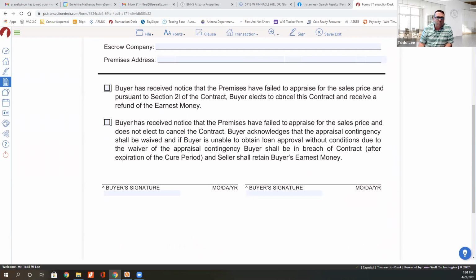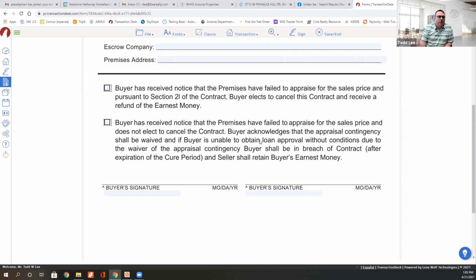The buyers receive notice that the premises have failed to appraise and they elect to cancel the contract and receive a refund of the earnest money, or the buyers receive notice that the premises have failed to appraise at the sales price and elect not to cancel the contract. Buyer acknowledges that the appraisal contingency shall be waived, and if buyer is unable to obtain a loan without conditions due to the waiver of appraisal contingency, buyer shall be in breach of contract. So one of those 2 choices.